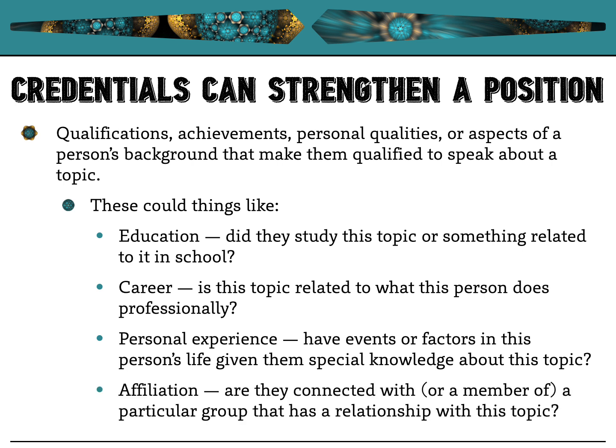Or affiliation. Is this person connected with or a member of a particular group that has a relationship with this topic? For example, let's say the topic has to do with alcohol. Maybe this person is a volunteer with Alcoholics Anonymous. They would have a certain level of knowledge on the topic of alcohol, right? They would know about the addiction side. Or maybe they are affiliated with a brewers group. So they would know about what actually goes into a particular alcohol, how it's made, how to judge quality. And so that might help them speak on that topic.